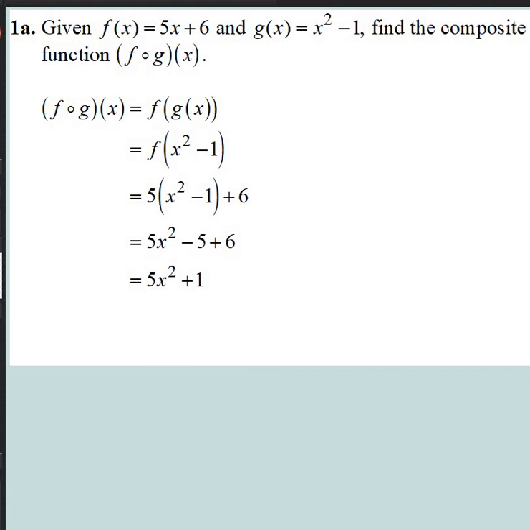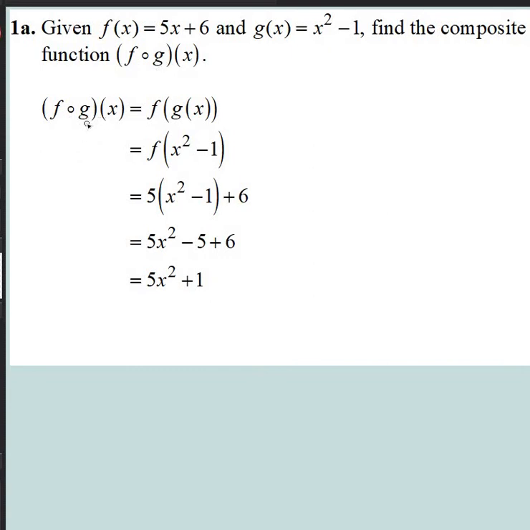Okay guys, this problem is about compositional functions. Given the functions f of x, which is equal to 5x plus 6, and g of x, which is equal to x squared minus 1, they want us to find the composition of f with g, f composed with g.